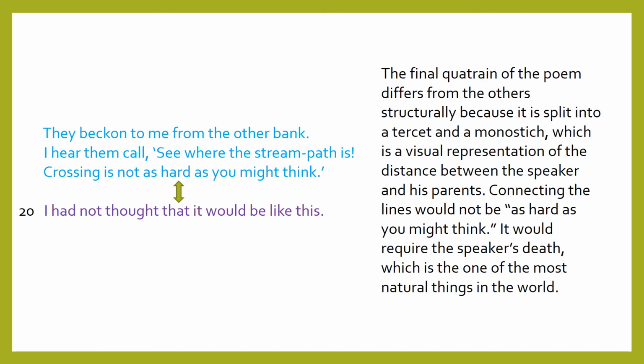The final quatrain of the poem differs from the others structurally because it is split into a tercet and a monostich, which is a visual representation of the distance between the speaker and his parents. Connecting the lines would not be as hard as you might think. It would require the speaker's death, which is one of the most natural things in the world.